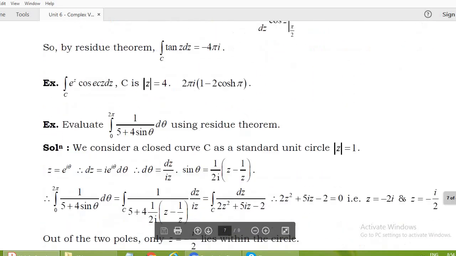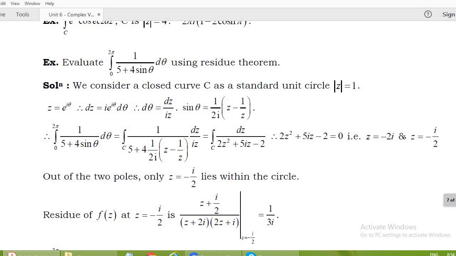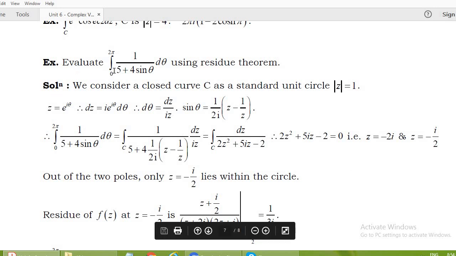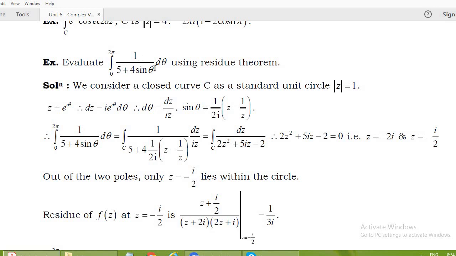You can try the next problem, and this is another variety, so we'll try to solve this. Evaluate the integration from 0 to 2π of 1 upon (5 + 4 sin θ) dθ using residue theorem. So here we consider the standard unit circle, modulus of z equal to 1. z = e^(iθ), so dz will be equal to e^(iθ) into i into dθ.